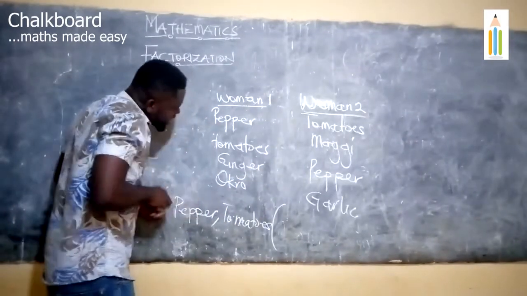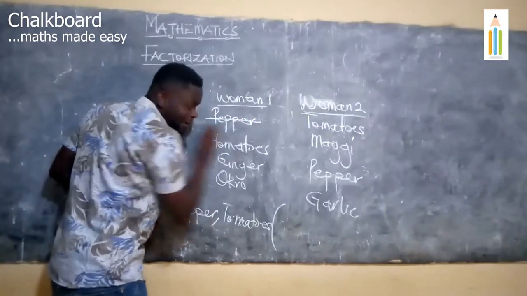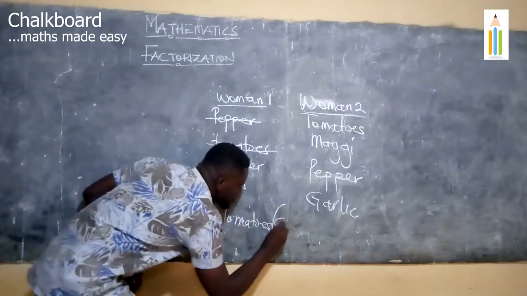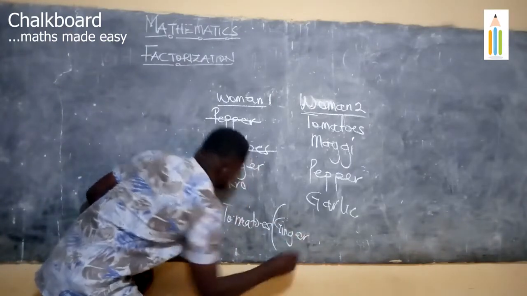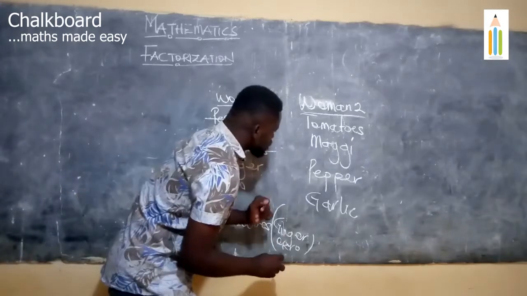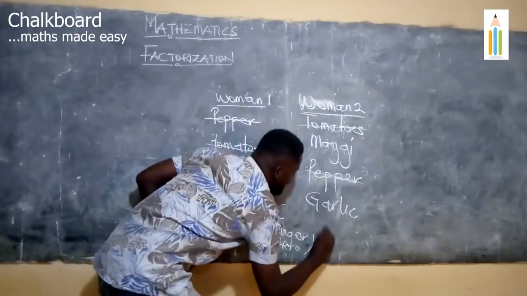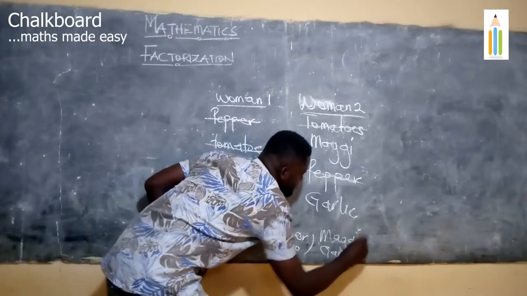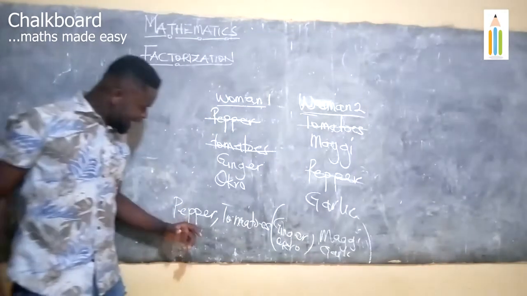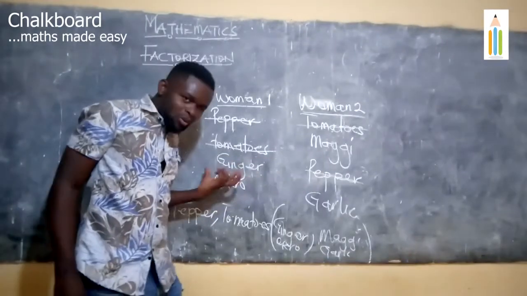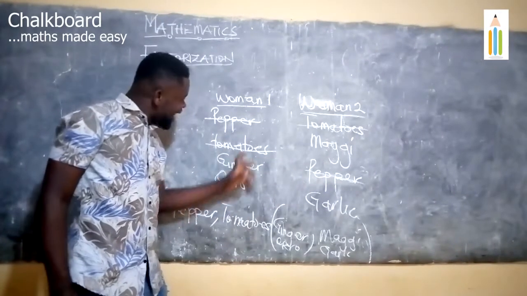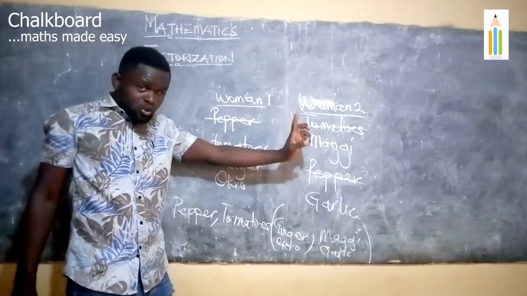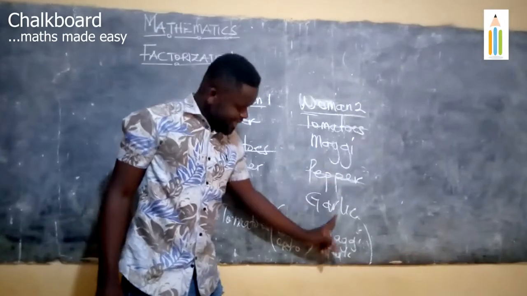We can still clearly see that if tomato is taken out, pepper is taken out, woman 1 will be having ginger and okra. Woman 2 will also be having Maggi and garlic. So now, we brought the things that were in common out. Now, woman 1 has only ginger and okra, while woman 2 has Maggi and garlic.